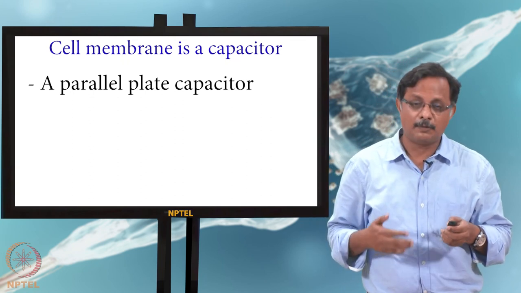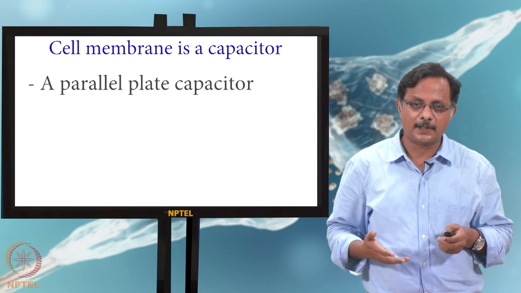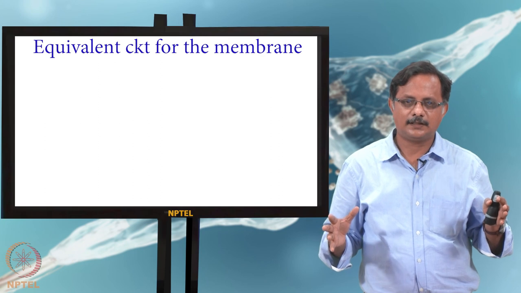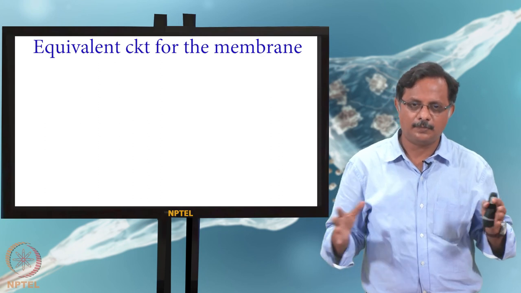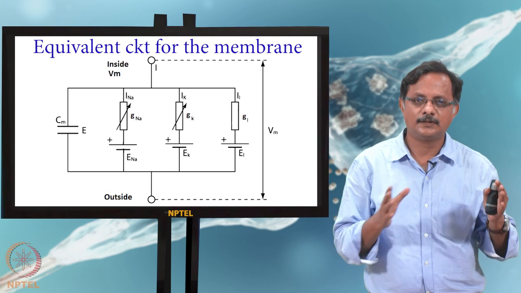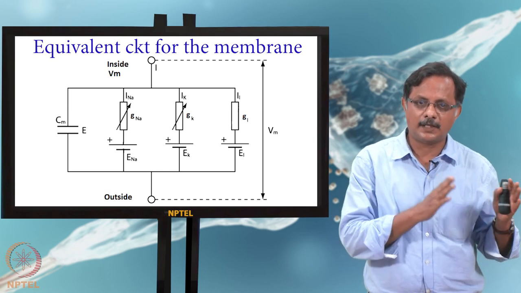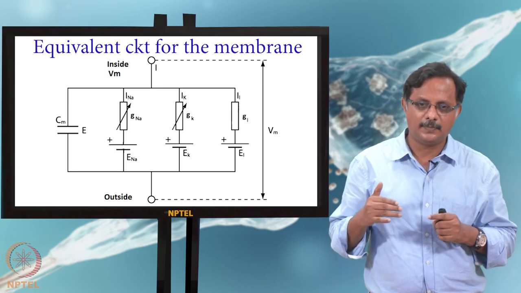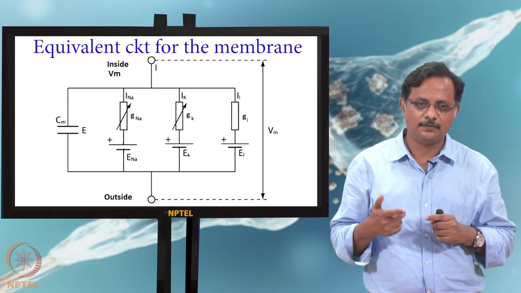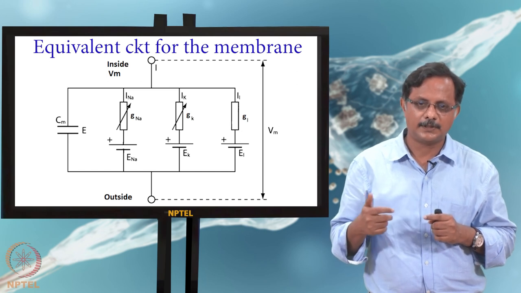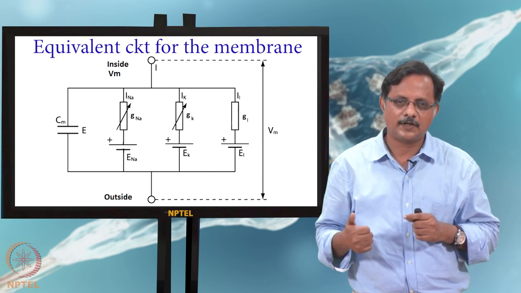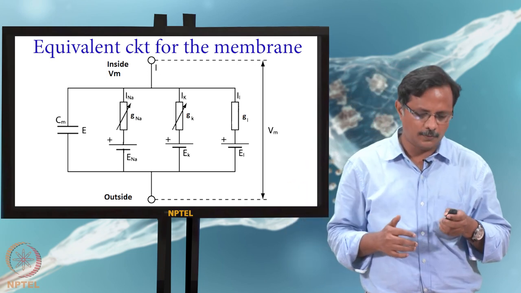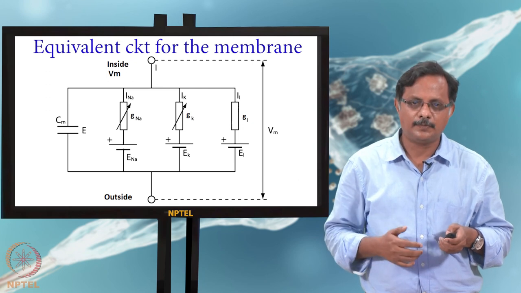Okay, so we can represent the membrane itself as a parallel plate capacitor. If you combine all these observations, you can construct a circuit model of the neural membrane. This circuit model consists of a capacitance which represents the cell membrane itself, and then one conductance and battery branch which represents sodium channels, the next one represents the potassium channel, and the last one represents the leakage channels. So this whole thing is a circuit model of a neural membrane.